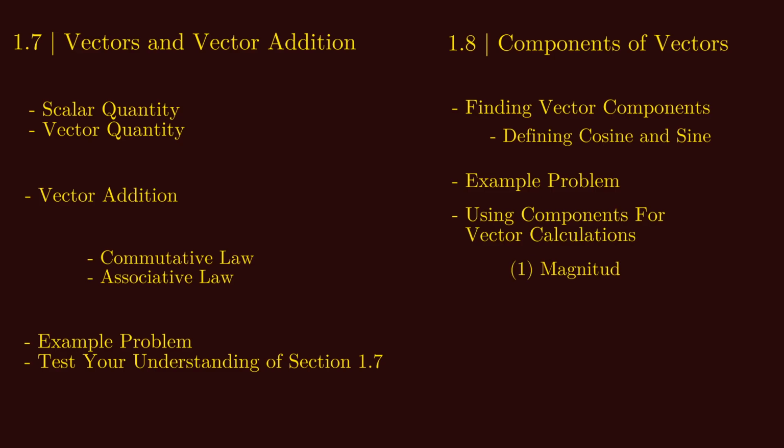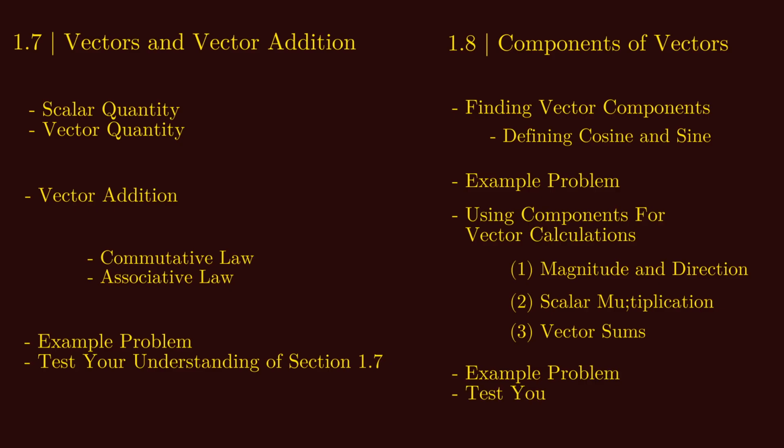Number one, how to find a vector's magnitude and direction from its components. Number two, what to do when multiplying a vector by a scalar. And number three, using components to calculate the vector sum of two or more vectors. Once we've covered those definitions, we're going to move on to an example problem, and then finally, we're going to test our understanding of section 1.8.